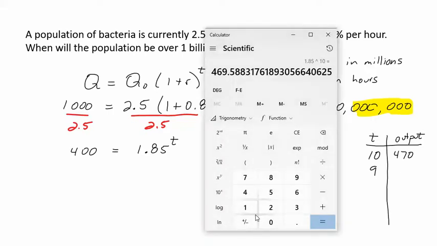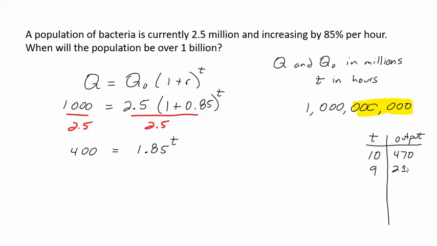1.85 to the 9th. Oops, let's try that again. 1.85 to the 9th. That's 253. All right, so we have between 9 and 10. We know it's between 9 and 10, and t is measured in hours. So we already know it's between 9 and 10 hours. That's pretty good, but let's get a little bit finer.